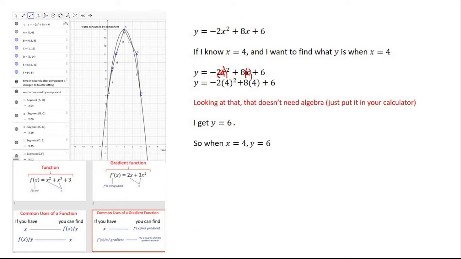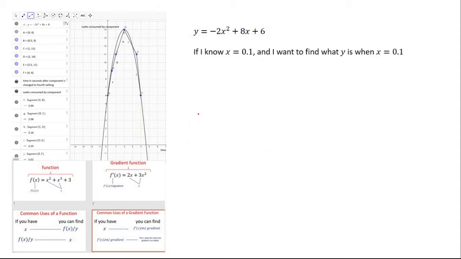What does that tell you? That tells you that when x equals 4, y equals 6. When the time is 4 seconds, the number of watts consumed is 6. And you can see that on our graph. You can see that when x is 4, y equals 6, which is amazing. And the thing is, sometimes, I purposely chose numbers that give whole number answers in this PowerPoint. Sometimes we don't have whole number answers.